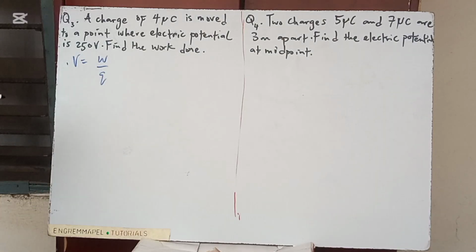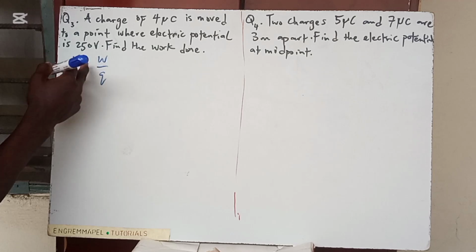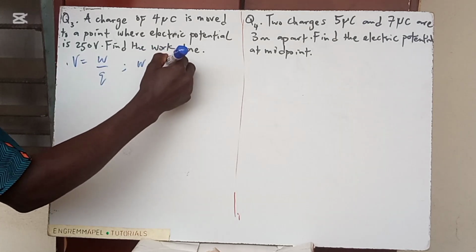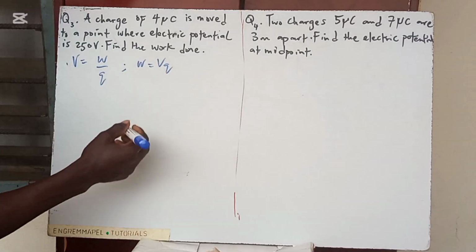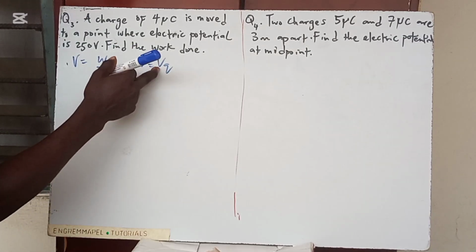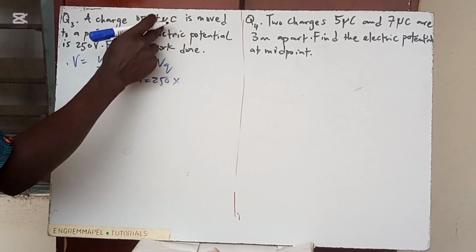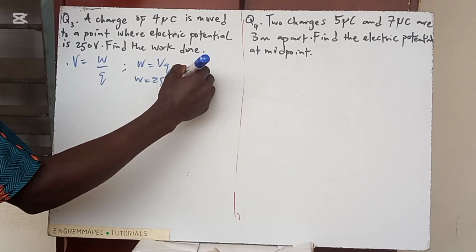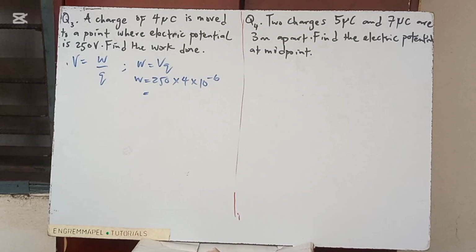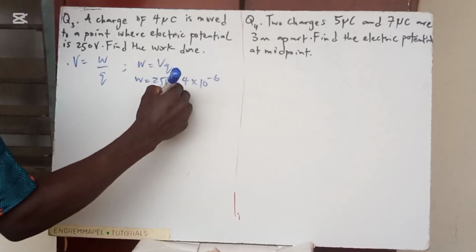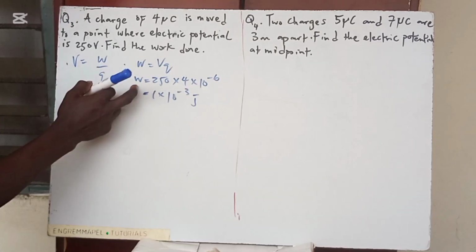So that has to do with the Gauss laws. So you can say from here that if you make W the subject of the formula, you're going to be having VQ. So we have charge, we have the electric potential, which is our voltage. So we can calculate that straightforward and say our V is 250 multiplied by our charge. This is micro, so that's times 10 raised to power minus 6. So when we calculate that, 1 times 10 raised to power minus 3 joules, because work done is in joules.